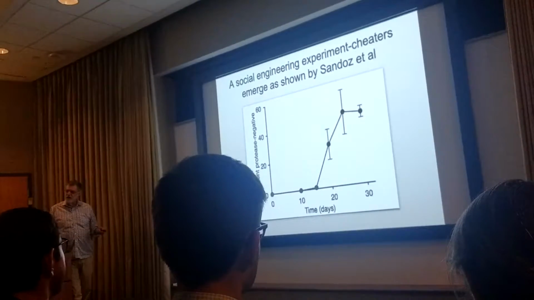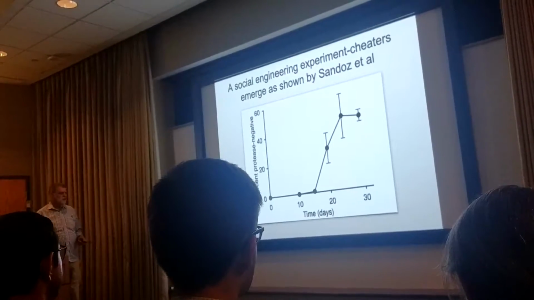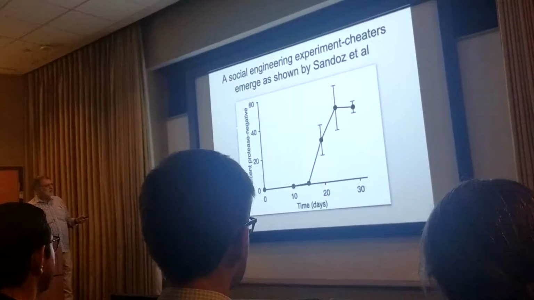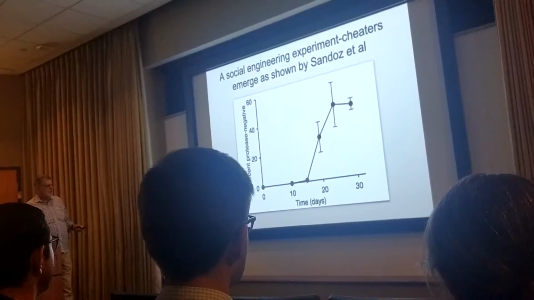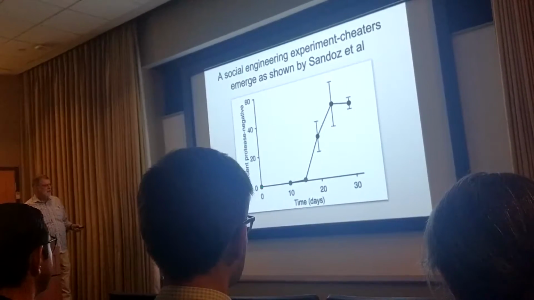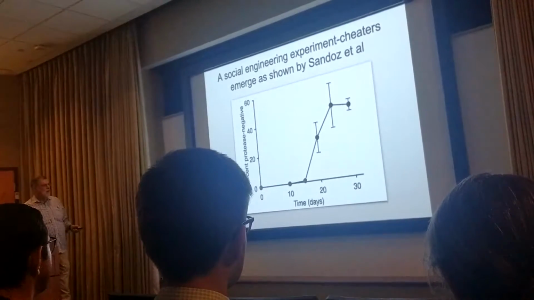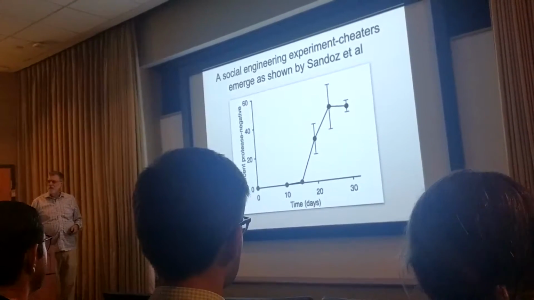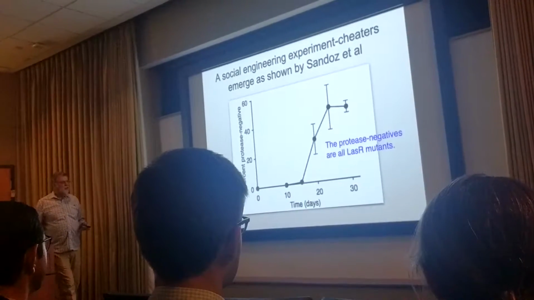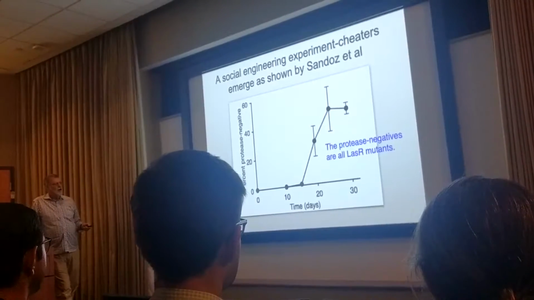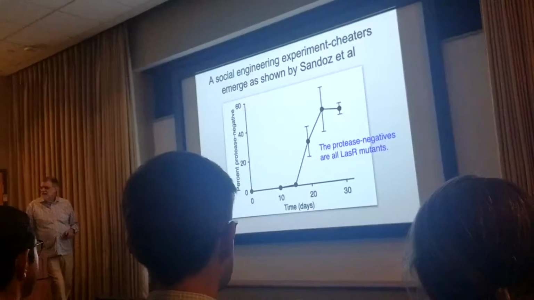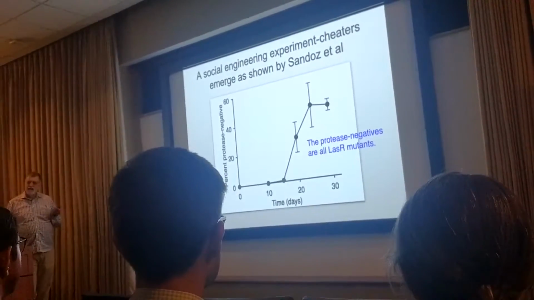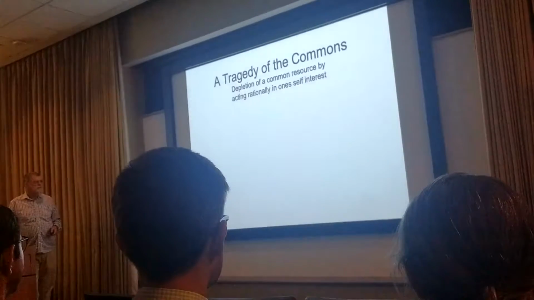And here's the result that we get and the Schuster lab gets. At the start of the experiment, protease-negative bacteria are below detection. We can detect a couple percent in the population. But after about 2 weeks, they emerge and they reach an equilibrium with the cooperators. And these protease negatives are all LasR mutants. So LasR mutants emerge, they don't make protease, and they can grow together with the cooperators.